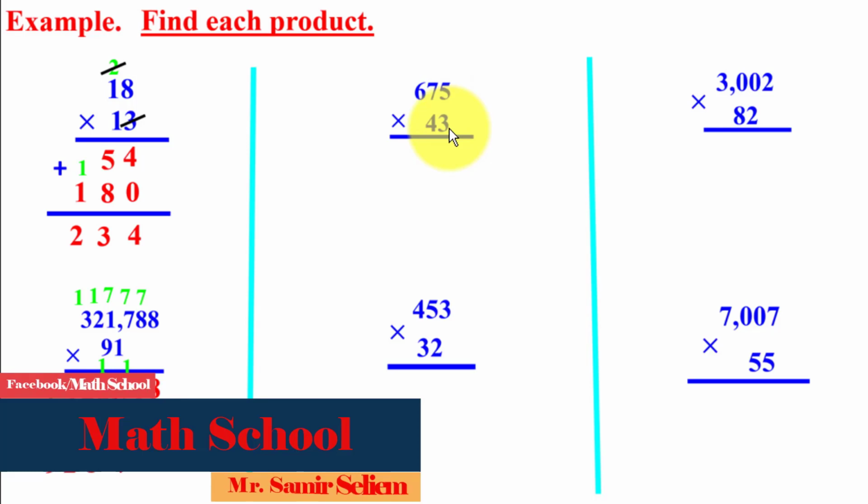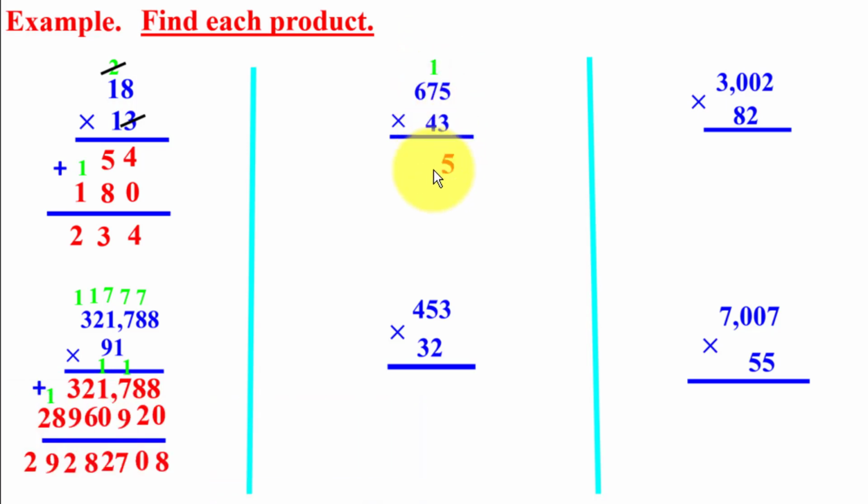Next, 675 times 43. Start with the units place. 3 times 5 equals 15. Write 5 and keep 1. 3 times 7 equals 21 plus 1 equals 22.